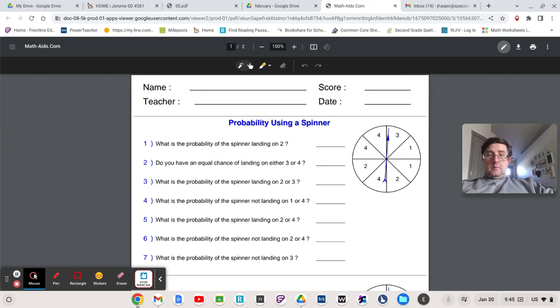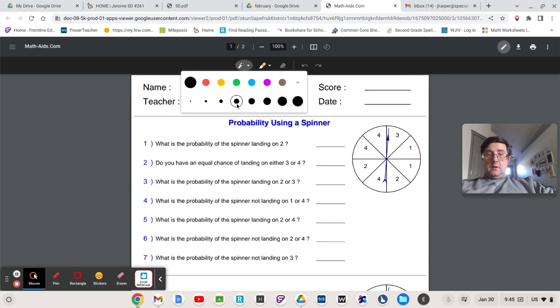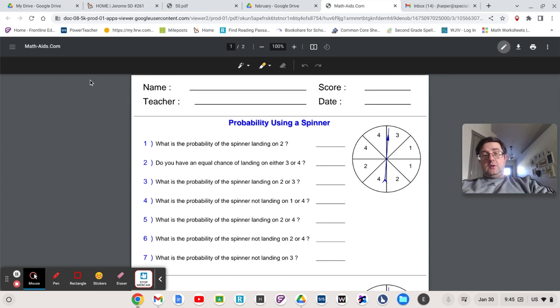And make my pencil a little bit bigger. Make sure on each page you put your name at the top. Remember, my name's Jonathan. Maybe I'll put Alexa on one of them.